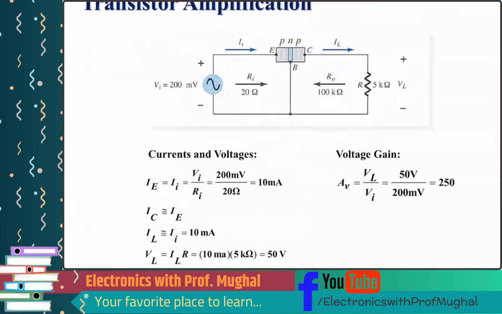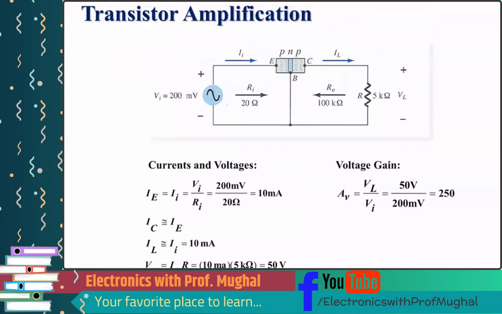Transistor amplification. Here's one quick problem. We have been given an input signal, which is 200 millivolts, that's the peak value. The input resistance is 20 ohms. The output resistance is 100 ohms. There's a load resistor, which is 5 kilo ohms. And this is a PNP transistor. Here's the emitter terminal, this is your base here, and this is your collector here.